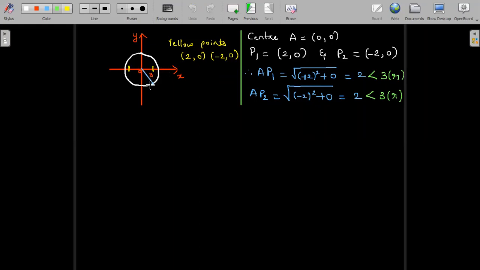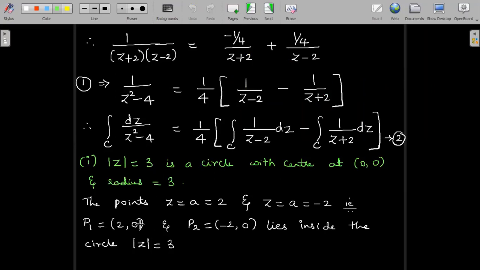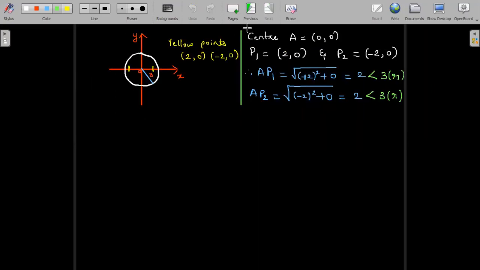The radius is the blue colored one. So the radius is marked as 3 here. It was the given data for us, |z| = 3, so the radius is equal to 3. So this is one way of understanding, by drawing the figure.